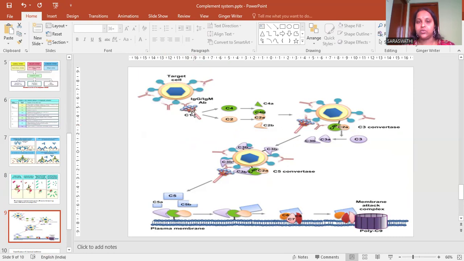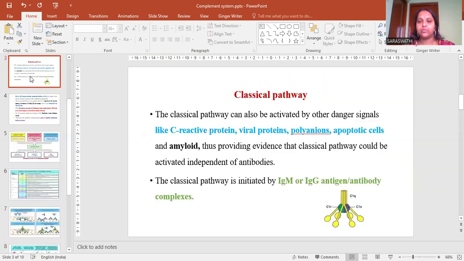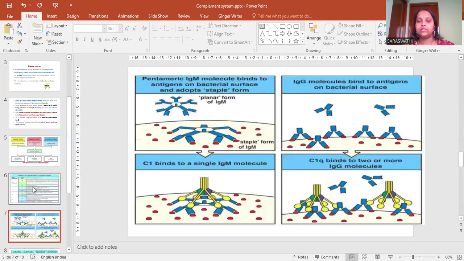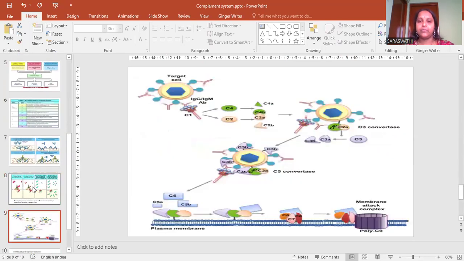Once the head part of the complement protein, that is Q, is activated, it will activate the other parts, the tail part of the proteins. This is R. Once the head part is activated, it gives the signal for a conformational change in C1R as well as C1S. Once C1R is activated, it will activate the C1S protein. The C1S protein further activates the other complement proteins.